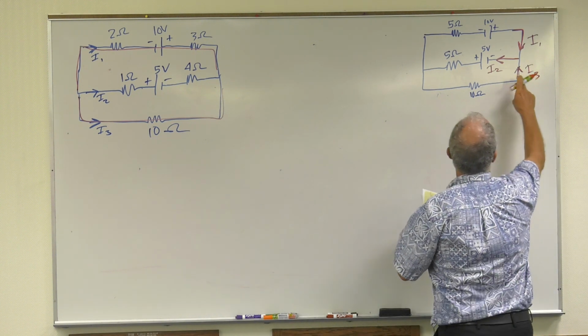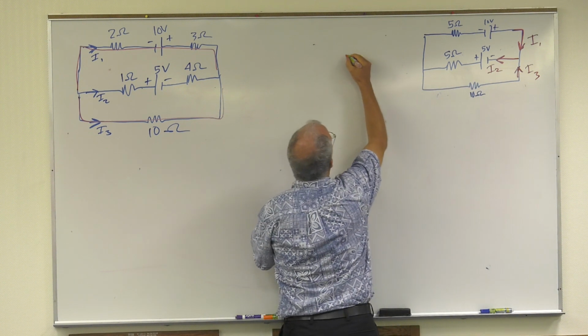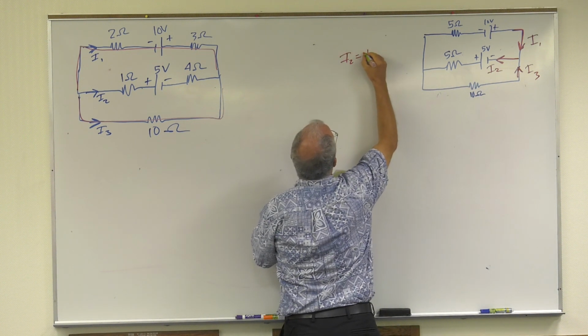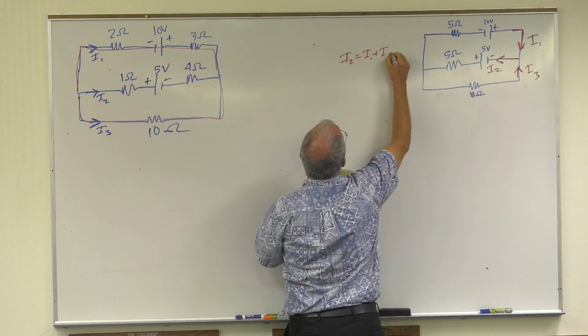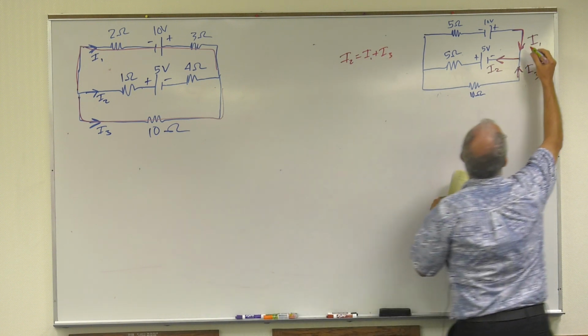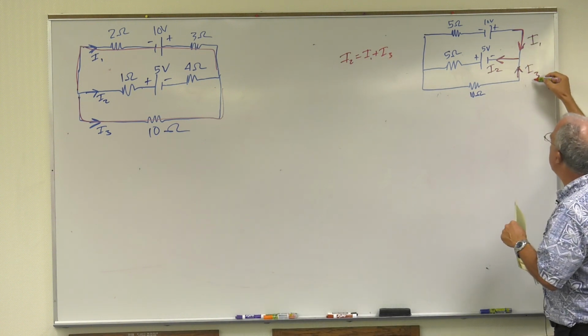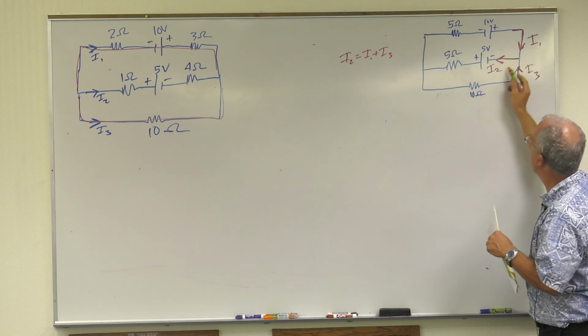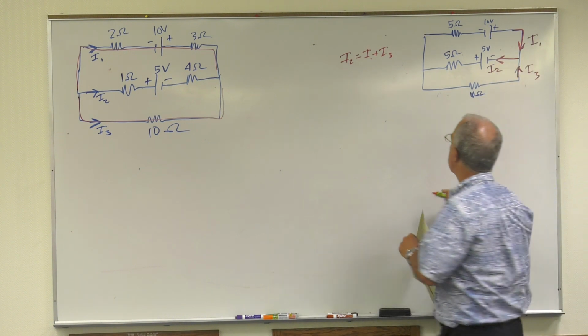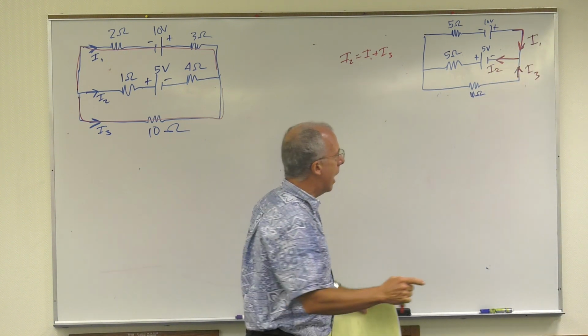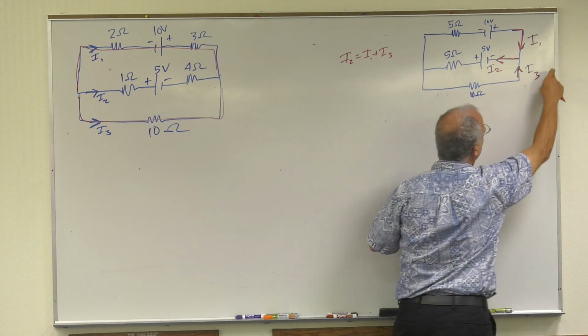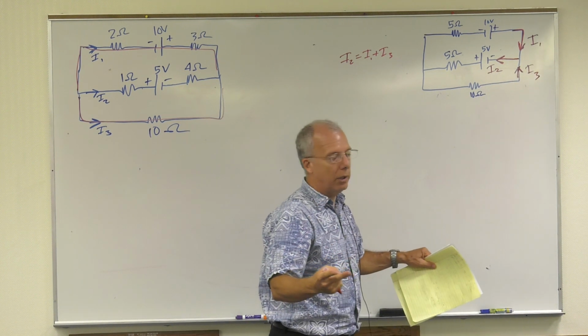But the beauty of this is, we know that I2 is just I1 plus I3, right? So we're going to solve for I1, then we're going to solve for I3, then we're just going to add them to get I2. All right, now, that's the first simplification. Because now we just have 2 variables, I1 and I3. So 2 equations, 2 unknowns.